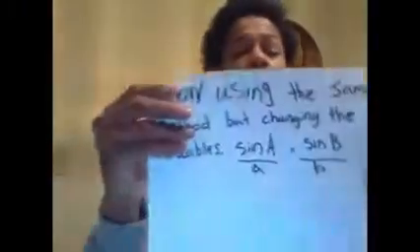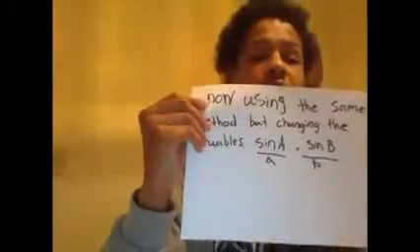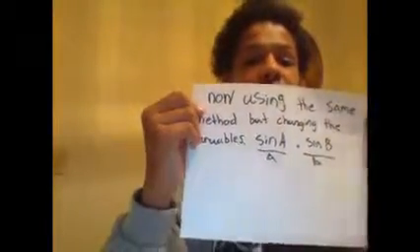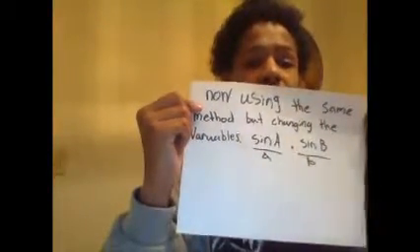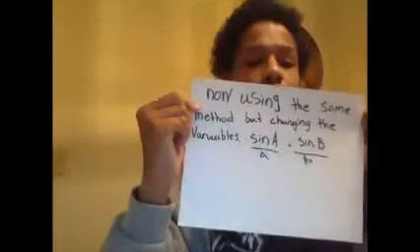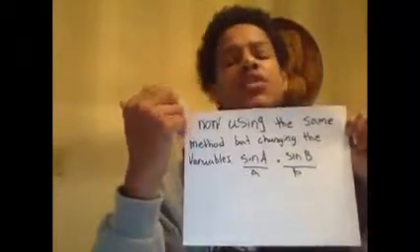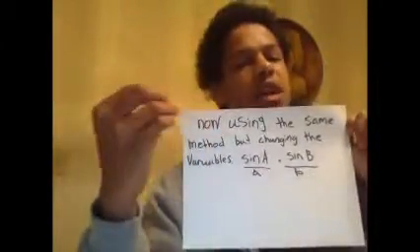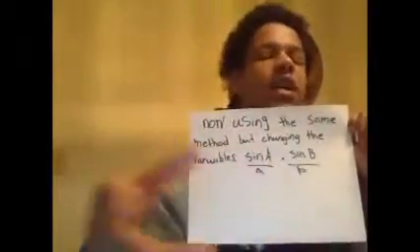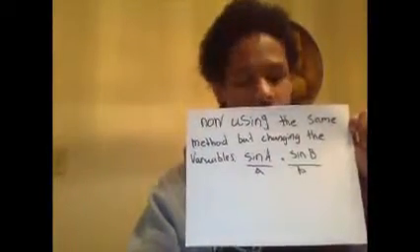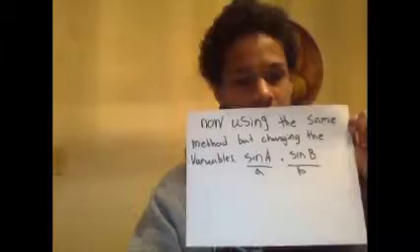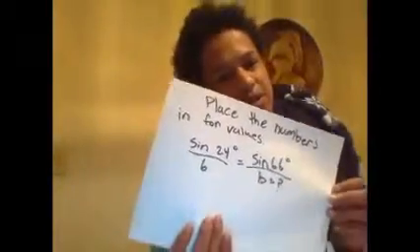So now, we're going to use the same formula, guys. But like I said, you can alter it and change it. So now using the same method, but changing the variables. Instead of us running, we're jumping. Now you get it. Instead of us jumping, we're sliding. We're just changing the variables. Okay? So now, let's place the numbers in these variables.